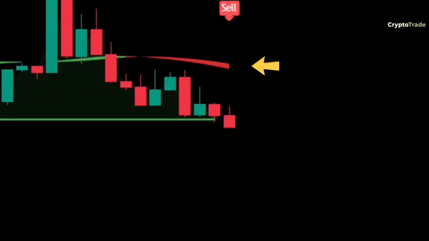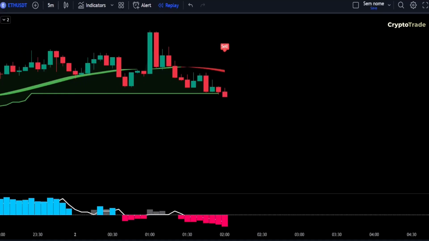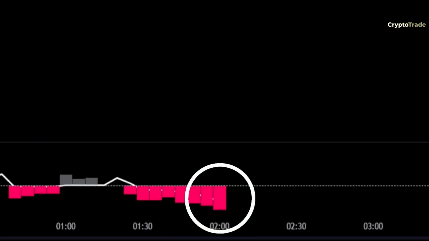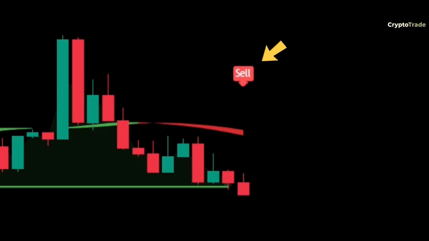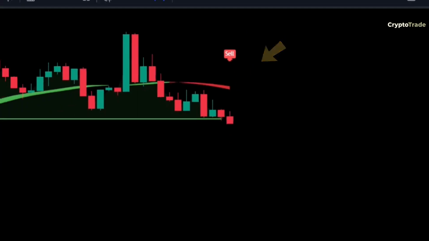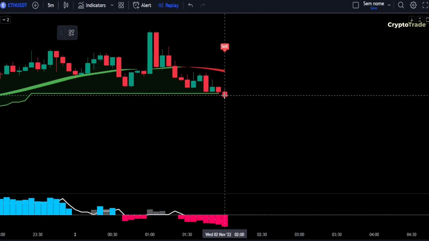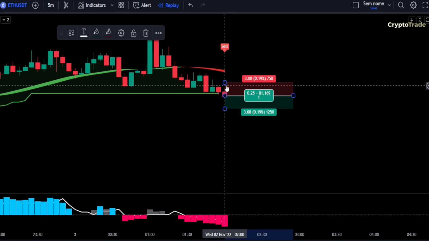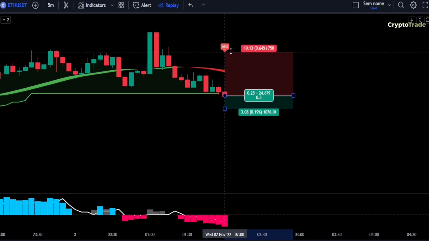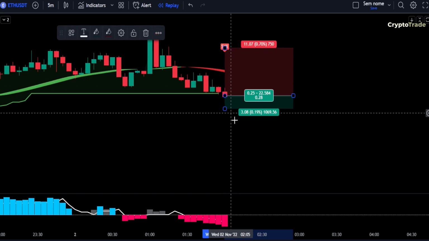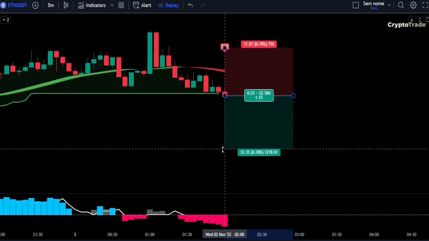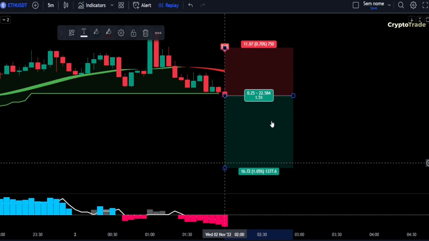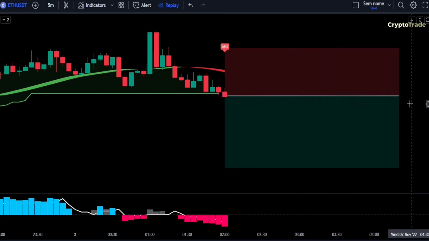The DZIWNE indicator is red and the market is below it. The QQE MOD indicator is red. Wait for a sell signal from the SUPERTREND indicator. As these conditions are met, place a sell order at the closing of the red candle. Place the stop loss above the SUPERTREND indicator red line. The risk to reward ratio will be set to 1 to 1.5.